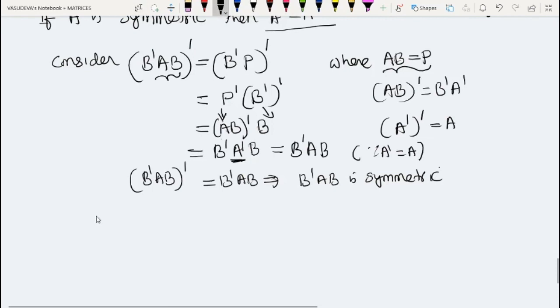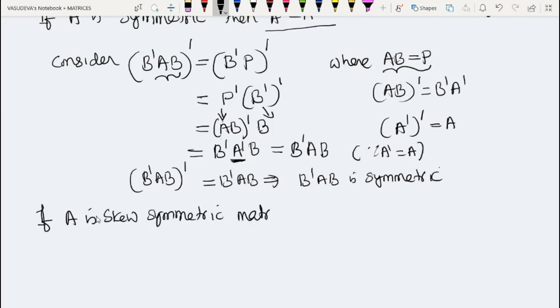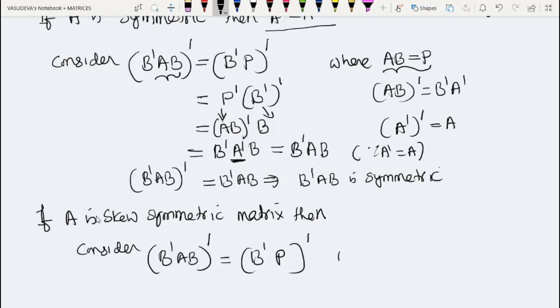Now similarly, if A is a skew symmetric matrix, then consider (B'AB)'. The same concept we are using here. (B'P)', where P is equal to AB.